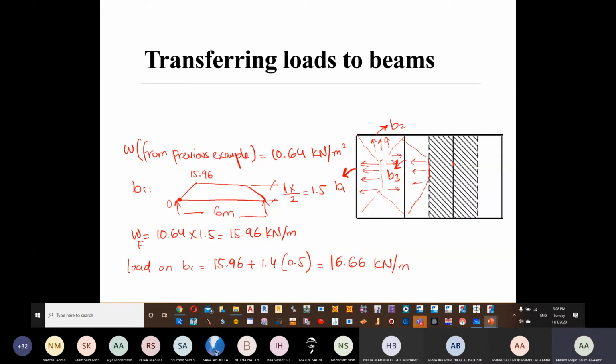Yes, same value. Of course the bending moment is not going to be the same, because the bending moment depends on the span. One has a span of 3 meters, another has a span of 6 meters. Are we fine?